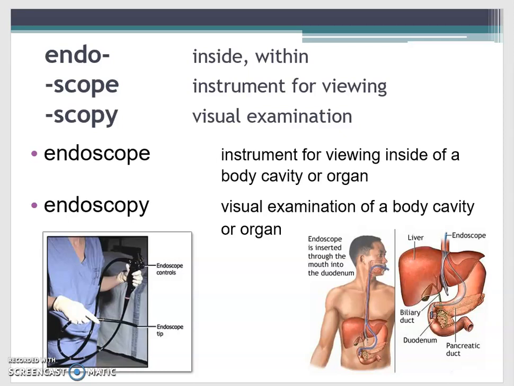Just the way it works in medical terminology. You'll get used to it. It is not an endoscopy, although people will say that. And endoscopy, of course, is a visual examination of a body cavity or organ.